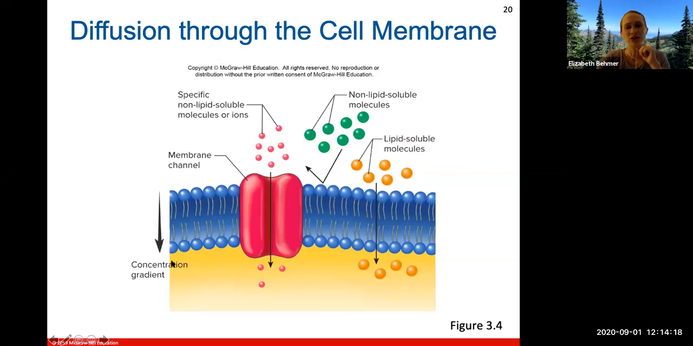The concentration gradient is shown here. If you look specifically at these red molecules, there's a greater concentration of red molecules outside the cell. So when this membrane channel opens, whether it's a gated or leaky channel, these red molecules will pass into the cell passively because they'll always travel from an area where they're more concentrated to an area where they're less concentrated.